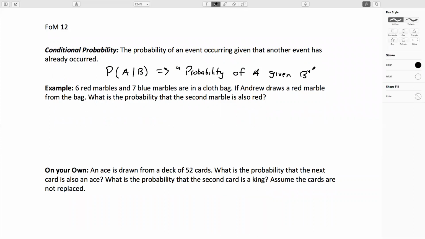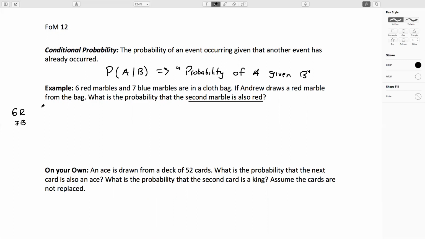So let's try some actual questions about this. We've got 6 red marbles and 7 blue marbles in a cloth bag. If Andrew draws a red marble from the bag, what is the probability the second marble is also red? Okay, so let's set up the problem. We've got 6 red and 7 blue.